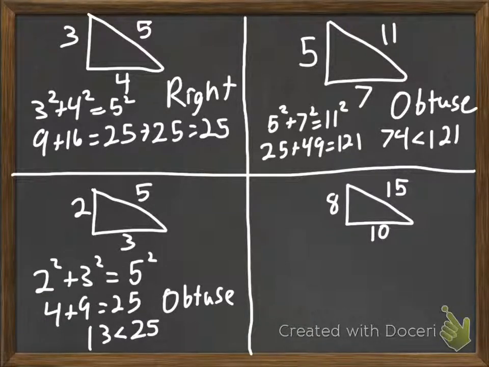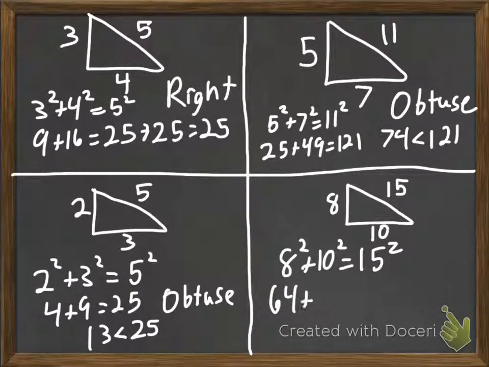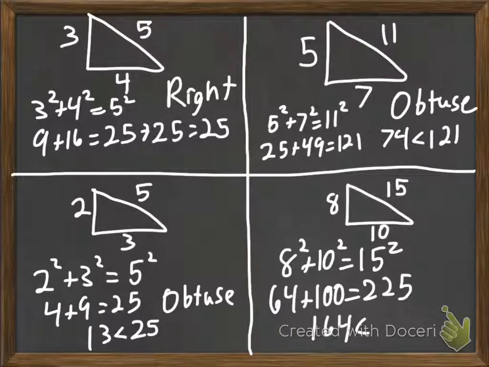Okay, the last one. It's 8 squared plus 10 squared equals 15 squared. So it's 64 plus 100 equals 225. 164 is less than 225, so this one's also obtuse. And I didn't give you an acute example here, but from working these, I'm sure you could figure it out.